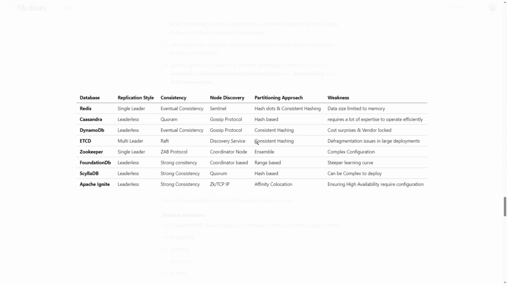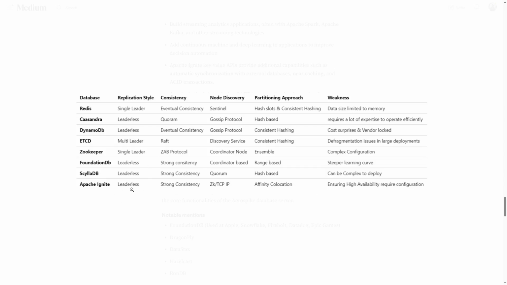etcd is multi-leader, and the leader is elected based on an algorithm. Sorry, consistency is decided based on the Raft consensus algorithm. There is a different service which does the node discovery, which is called the discovery service. Again, it uses consistent hashing for partitioning. The challenge with this is defragmentation in large deployments. Zookeeper is a single leader. It follows consistency based on a Zab protocol, and node discovery happens based on a coordinated node that is there. It follows an ensemble partitioning approach, and the configuration is very complex. So to maintain or to run Zookeeper, we require certain special skill sets.